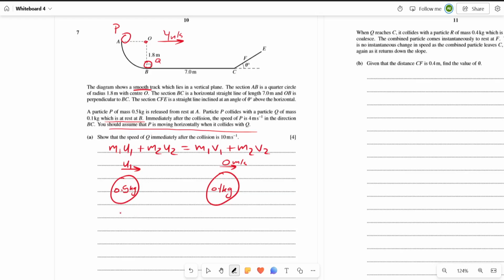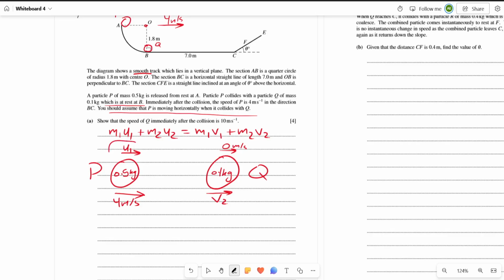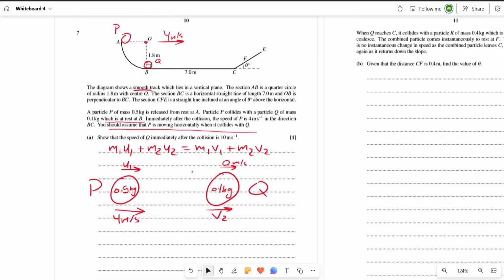Now, immediately after the collision, what happened? We have the final velocity of P after the collision. It says it moves to the right with a value of 4 meters per second. And then obviously Q, if something hit it from the left and P is moving to the right, is also going to move to the right. This is P, this is Q with some velocity V2. Now, the problem here is that we have two unknowns, U1 and V2. If we have U1, we can use this conservation of momentum equation to find V2. So let's think about a way we can get U1.